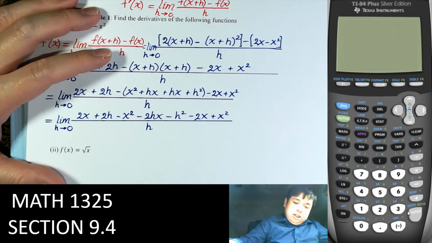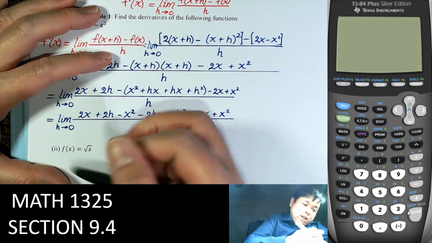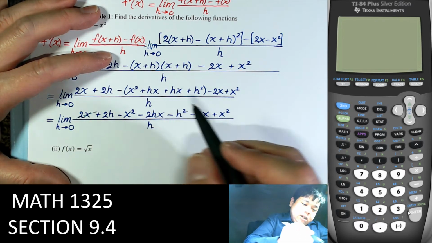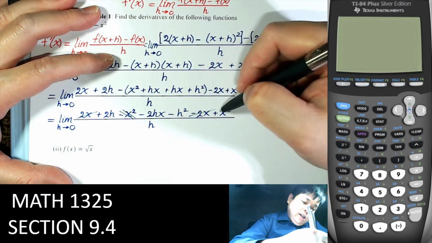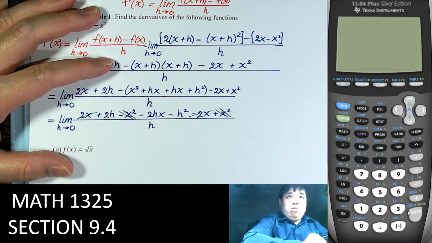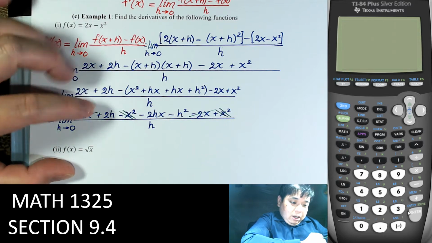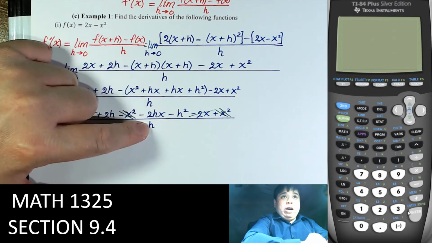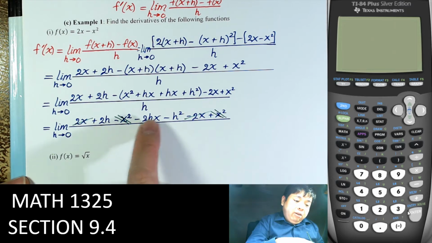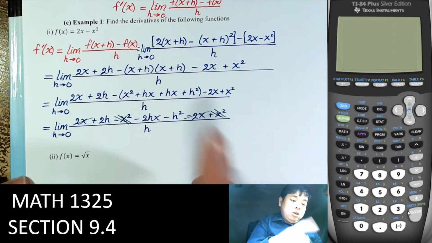We can cancel out 2x here and the negative 2x here, the x squared and the x squared cancel out as well. So we are left with 2h minus 2hx and minus h squared over h. Notice that all of them have an h on the top, so I can factor it out.